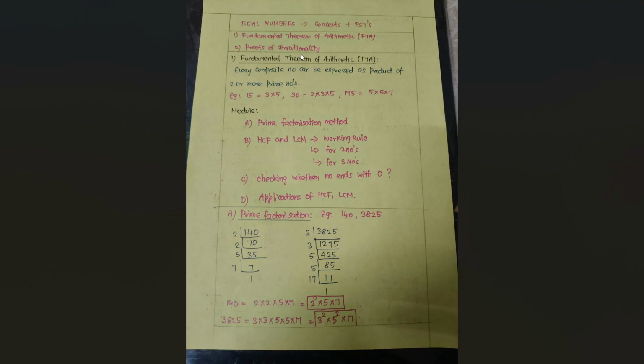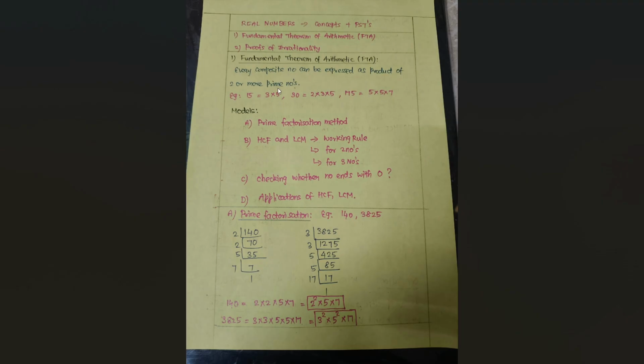So FTA, the fundamental theorem of arithmetic, basically states that every composite number can be expressed as a product of two or more prime numbers. I have given you some examples. 15 is a composite number which can be written as 3 into 5, where 3 and 5 are both prime. And 30 is 2 into 3 into 5, all these numbers are prime numbers. And 175, if you prime factorize it, you can write this as 5 square into 7, so 5 into 5 into 7, everything is prime. So this is nothing but FTA.